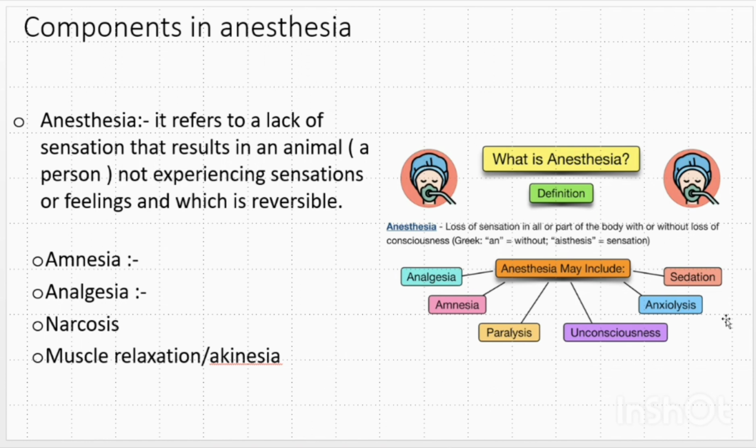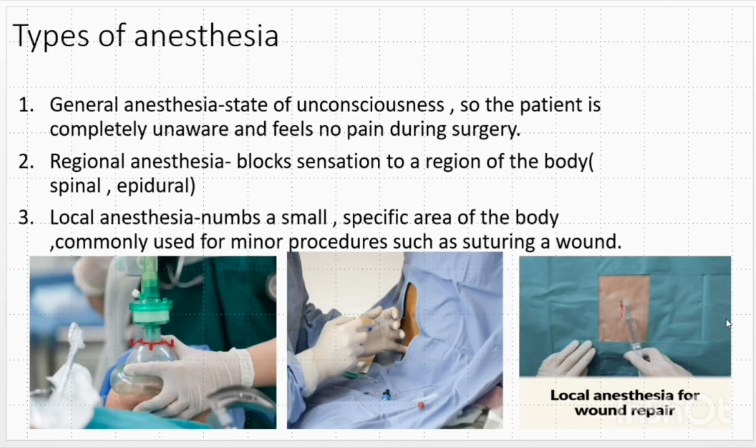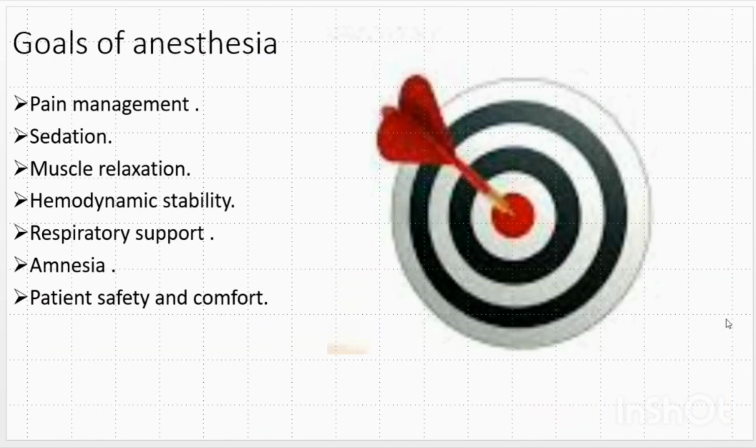Next, we will move on to the goals of anesthesia. What are the goals of anesthesia? Why do we give anesthesia? What is the need of giving anesthesia? Anesthesia means drugs and a ventilator or anesthesia machine. These are the two main components. But why do we give anesthesia?